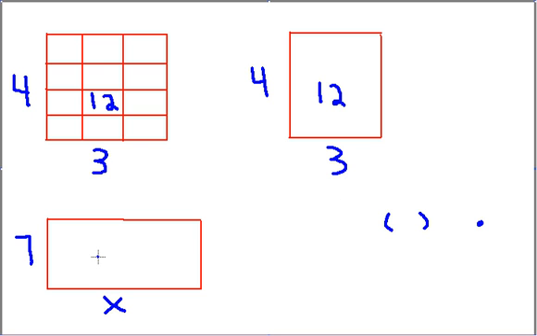Now, down here, it's a little bit different. Here, we still have a rectangle, and the length of one side is 7, but the length of another side is not an exact number. It's a variable instead. It's an unknown number. We don't know what that number is yet. So it's been assigned a variable. In this case, it's been assigned the letter x.